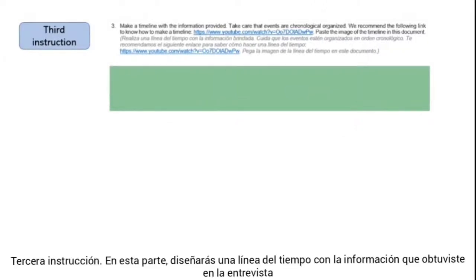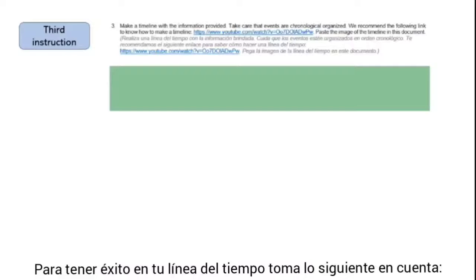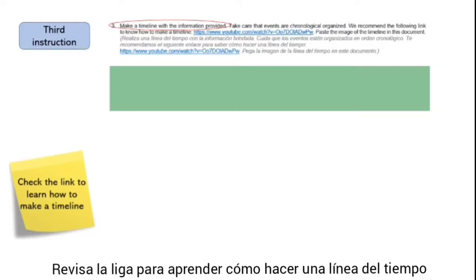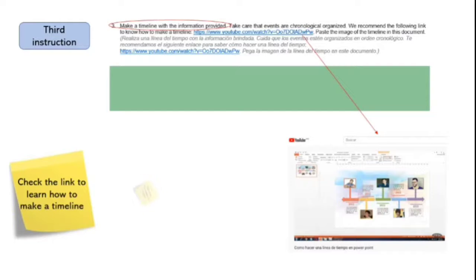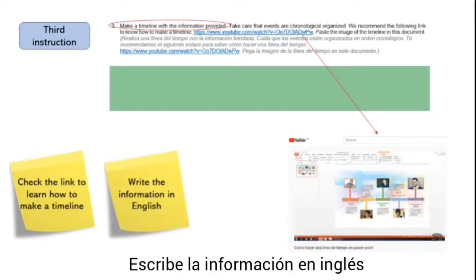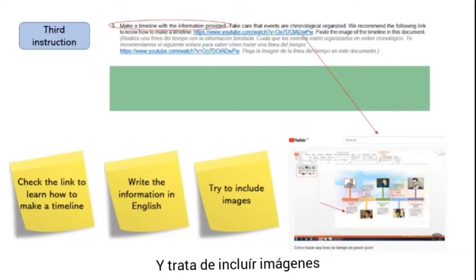Third instruction. In this part, you'll design a timeline with the information provided in the interview. In order to have success with your timeline, take this into account. Check the link to learn how to make a timeline. Write the information in English and try to include images.